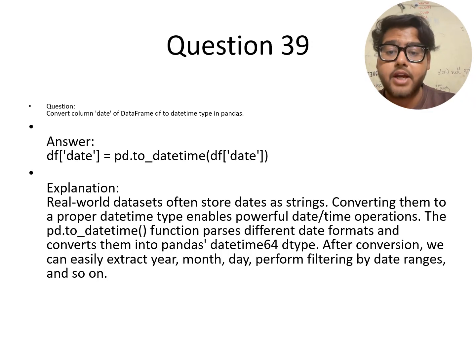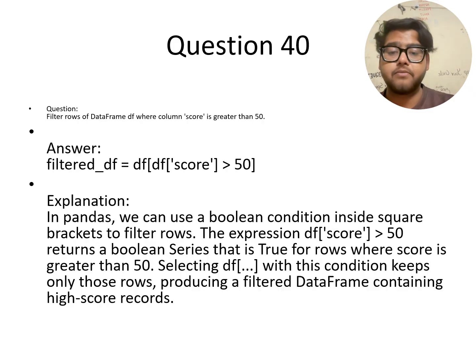Convert column date of data frame df to datetime type in pandas. Real world datasets often store dates as strings. Converting them to a proper datetime type enables powerful datetime operations. The pd.to_datetime function parses different date formats and converts them into pandas datetime64 dtype.